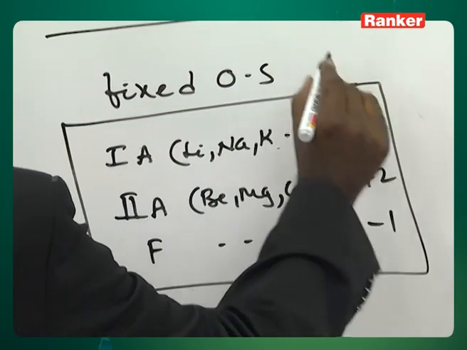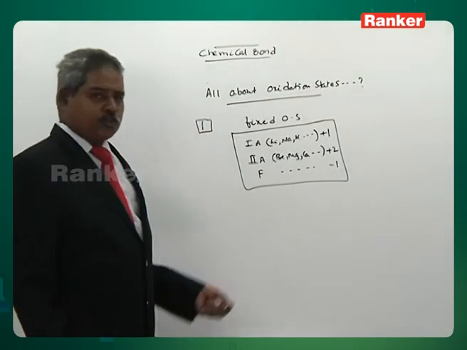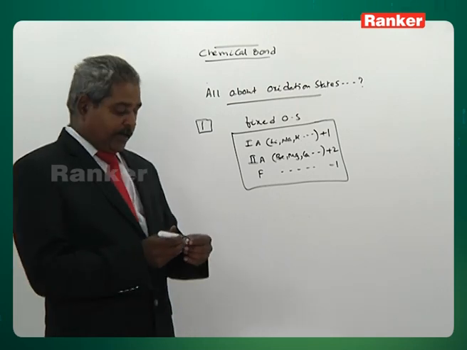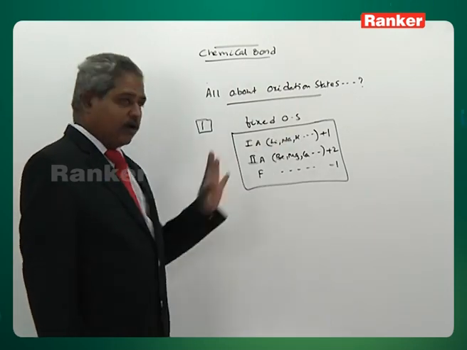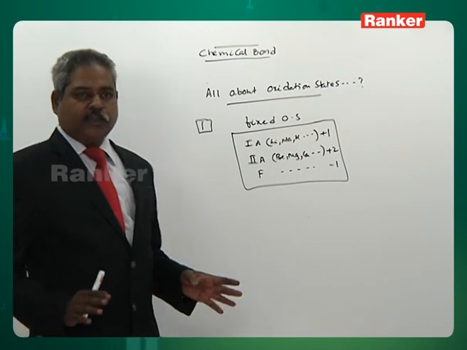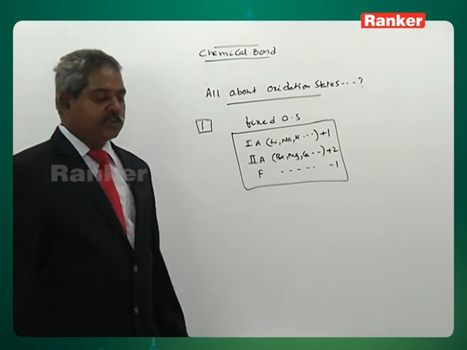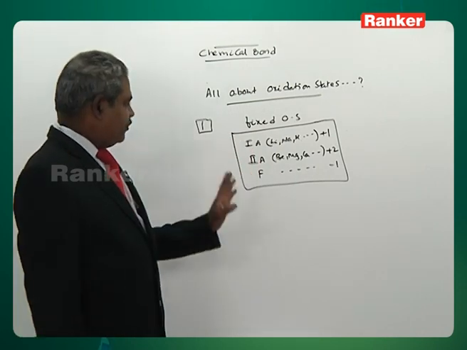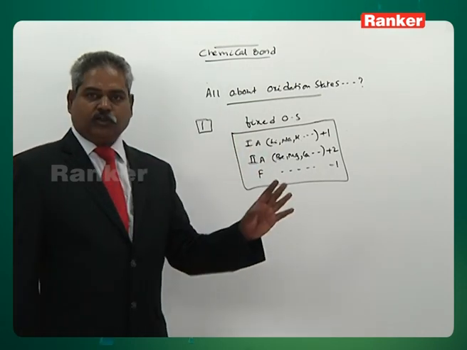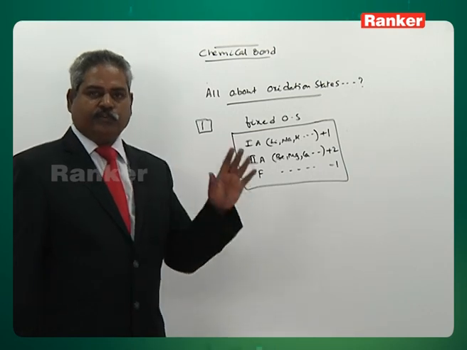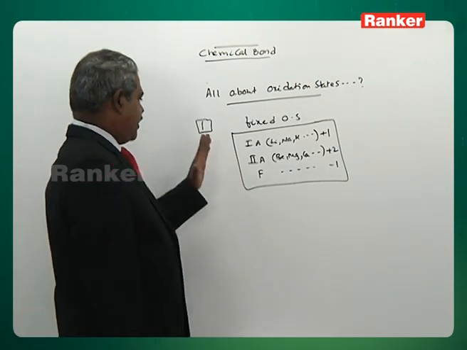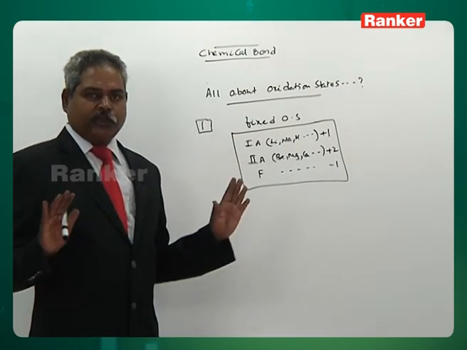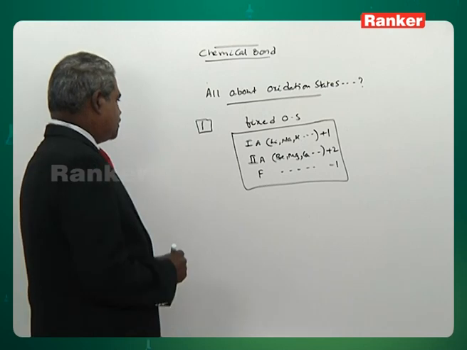That's all. And of course, there are 1 or 2 others, like aluminium always plus 3, zinc always plus 2. But let us not make this list too long. First, realize that certain elements have fixed oxidation states, whereas certain elements don't have fixed oxidation states. It's enough if you know 1A, 2A, fluorine, and a few others. Don't make this list too long, is a warning here. Now, this is the first rule.